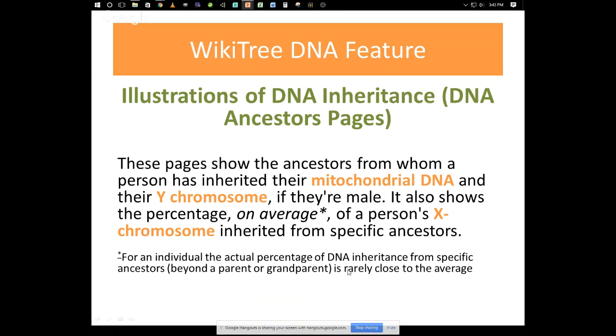Illustrations of DNA inheritance some more. These pages show the ancestors from whom a person has inherited their mitochondrial DNA and their Y chromosome if they're male. It also shows the percentage on average of a person's X chromosome inherited from specific ancestors.